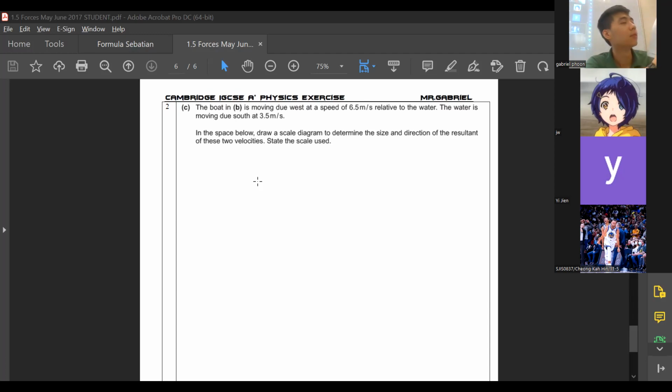This is in meters per second. You get what I mean? So if you write the scale, it should be like 1 cm represents how many meters per second in this scenario. Understand? West side, this direction.